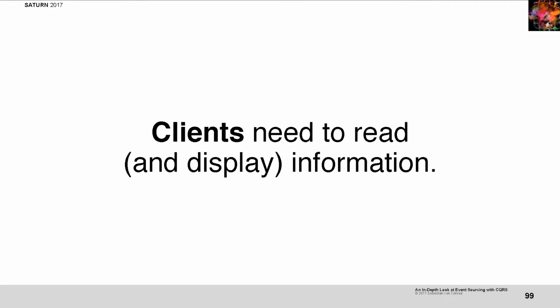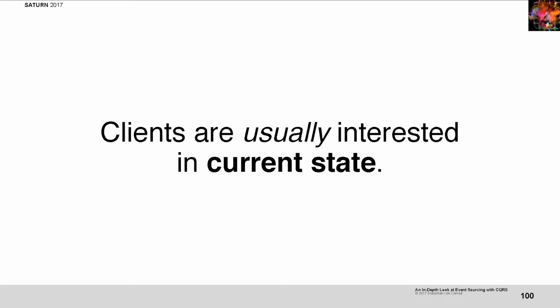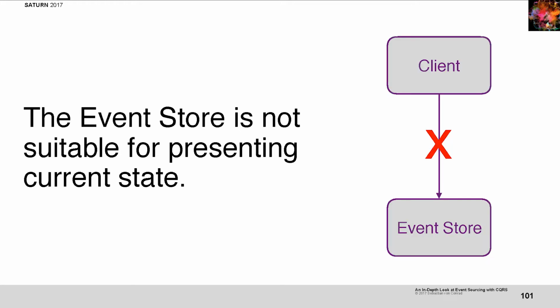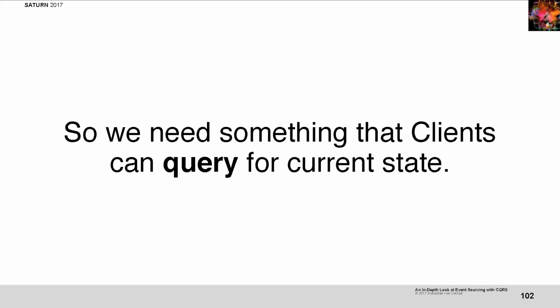Clients need to read information. I don't think that's a controversial statement. A client in this particular case could be a browser, it could be another application. It's something that is interested in reading data. Clients are usually interested in the current state. Sometimes they might be interested in history, but usually they're interested in current state. And one thing that we found is that the event store itself is not very suitable for presenting current state. So we need something else that the clients can query for current state.